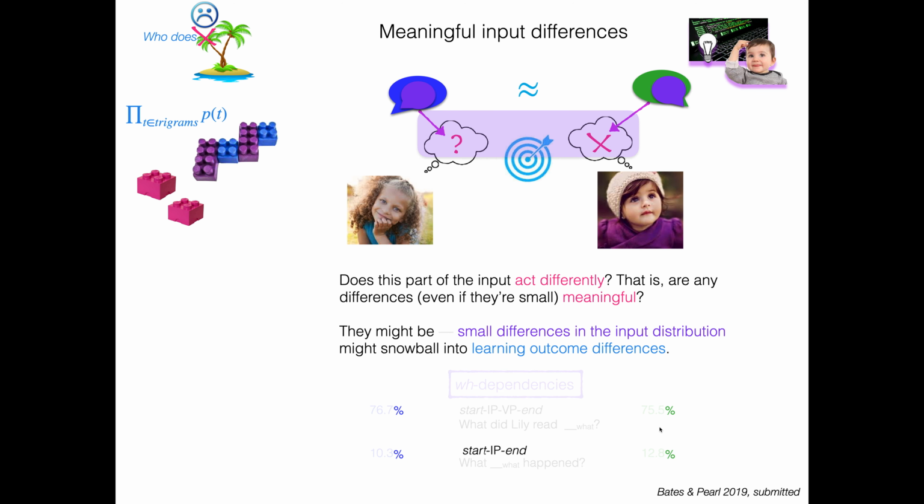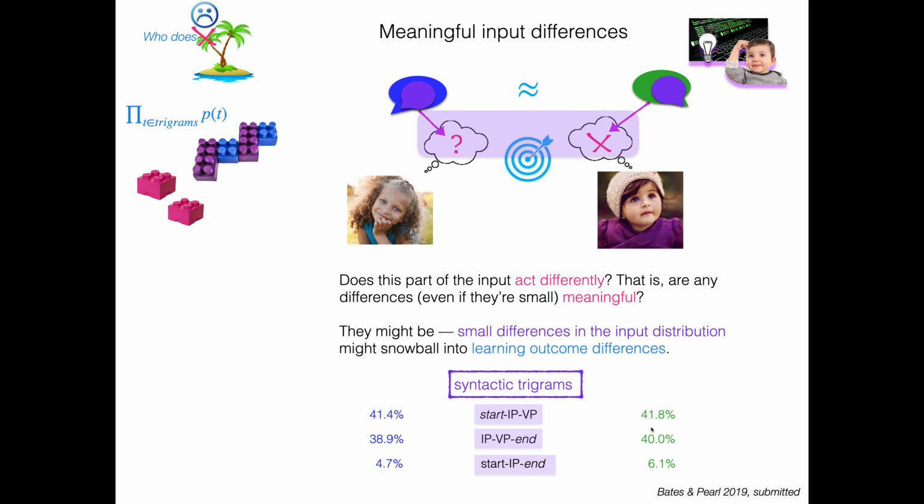There are small differences. If we look at the syntactic diagrams, our top three kind of mirror this. So, 38 to 41% are the ones that make up our matrix clause object, our start IPVP and IPVP end. It is again also 40 to 41% in the high SES, but again slightly different percentages. The one that makes up our matrix clause subject, start IP end, again has slightly different amounts, right? Slightly different percentages, even though these are the top three in each case. There are small differences. Do they matter?